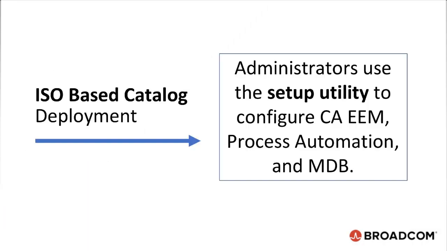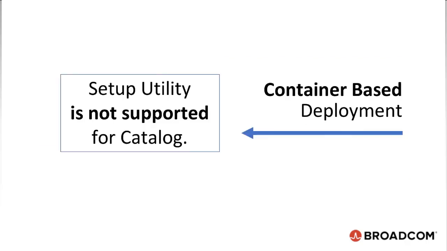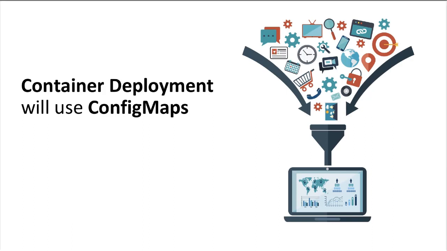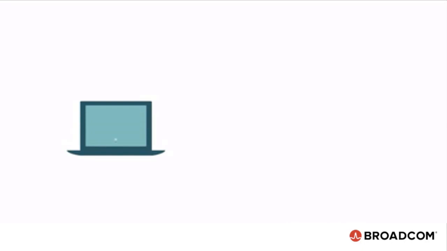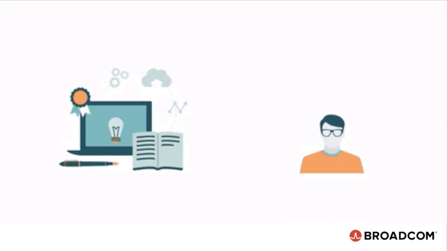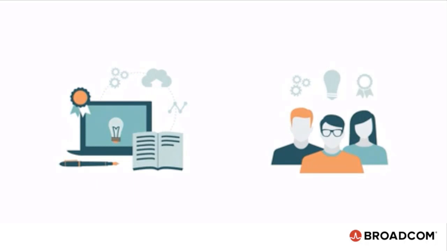For ISO-based catalog deployment, administrators use the setup utility to configure CAEEM, process automation, and MDB. For container-based deployment, setup utility is not supported for catalog. For container deployment, we will be using the config maps. Config maps is the single source of truth for all user inputs to get the container up and running. As we move ahead with the deployment process, I will showcase how to update the config maps.